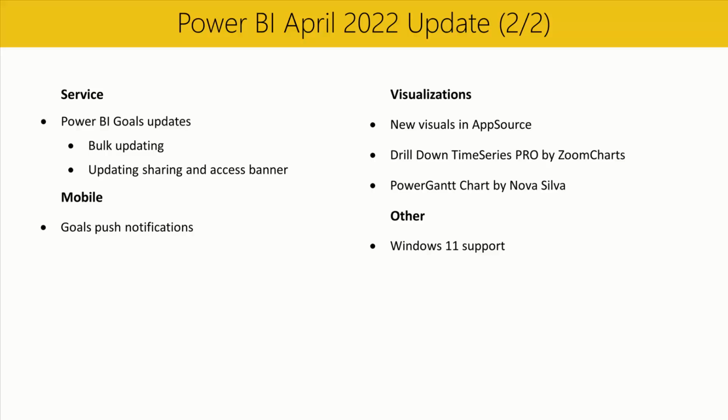In the mobile section, push notifications on the mobile apps help you stay up to date with information that requires your immediate attention. In this month's release, we've added 2 new types of goals-related push notifications to the mobile apps. The first is a notification for when you've been assigned a goal. This ensures you never miss when you've become a goal owner and are now accountable for that goal.